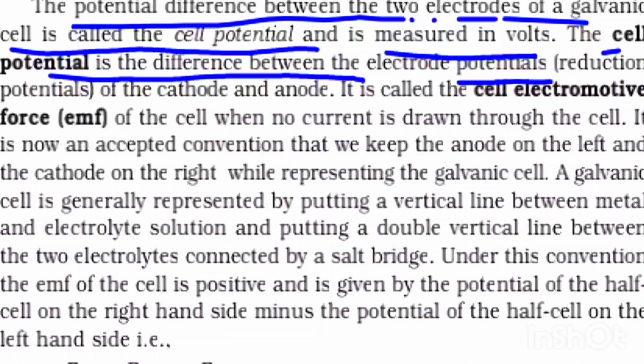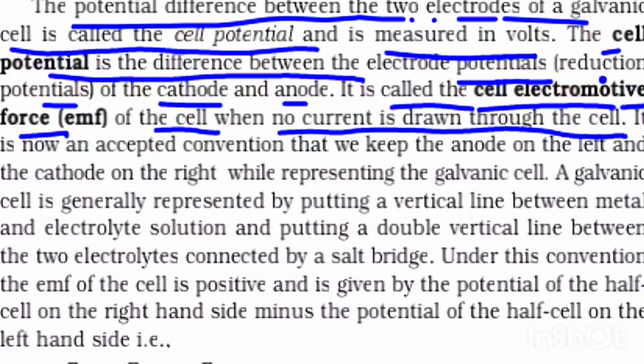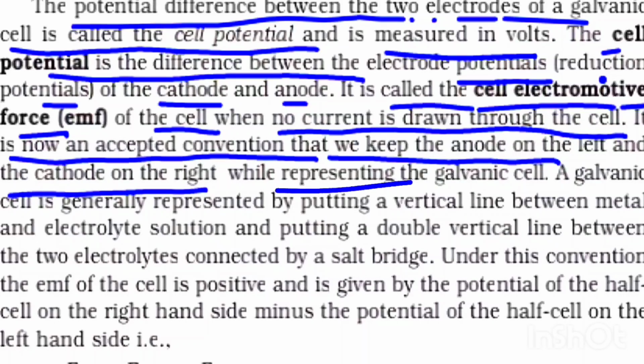The cell potential is the difference between the electrode reduction potentials of the cathode and anode. It is called the cell electromotive force, EMF of the cell, when no current is drawn through the cell. It is now an accepted convention that we keep the anode on the left and the cathode on the right while representing the galvanic cell.